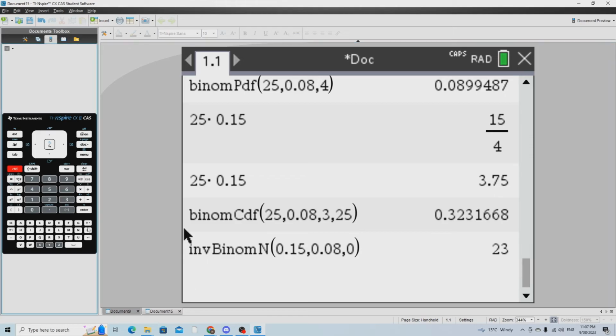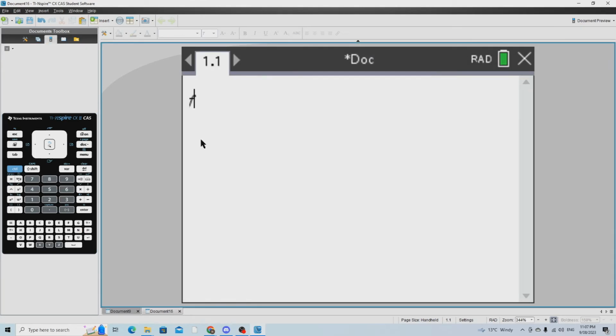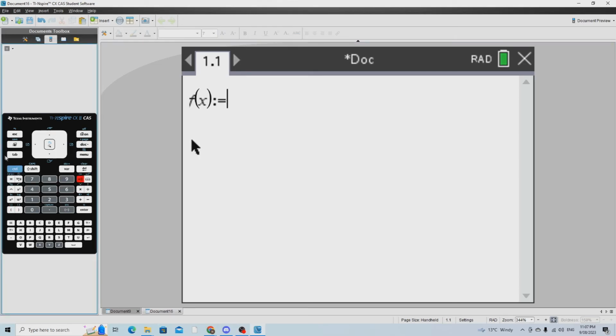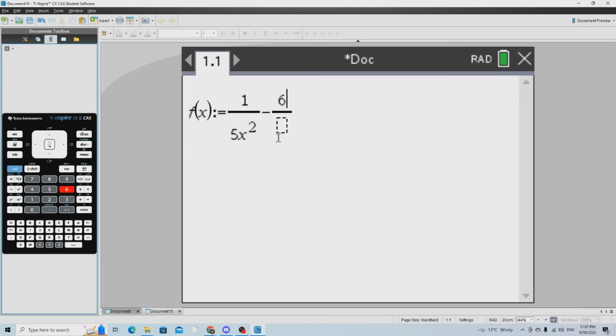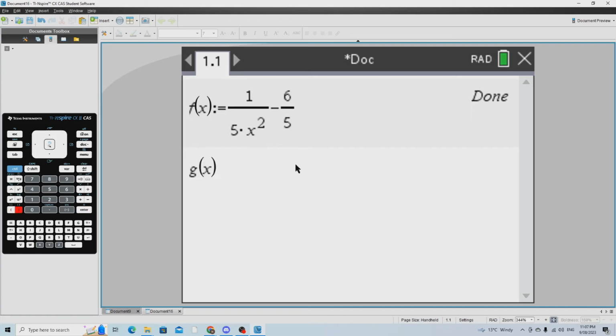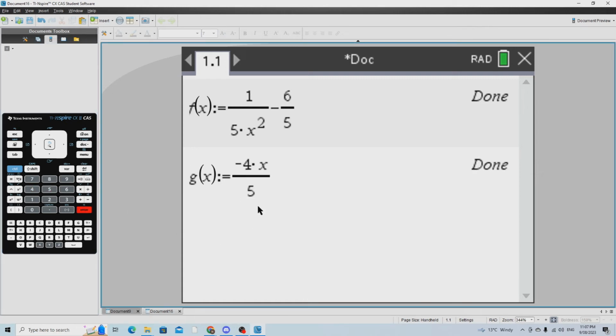So Control N, and let's go on the calculator and define the functions. So f of x is defined as 1 over 5 x squared minus 6 over 5, and g of x as negative 4x over 5. So we know this.